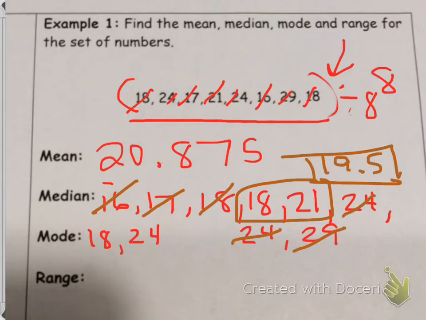Then the last one is the range. The range is the highest number, which is 29, minus the lowest number, which is 16. And when we subtract that, our answer for our range is going to be 13. Okay, next problem, same thing.